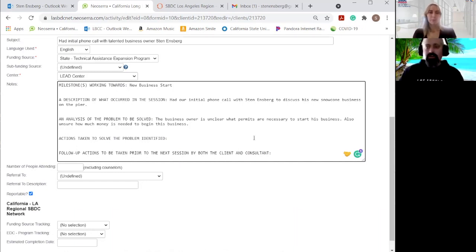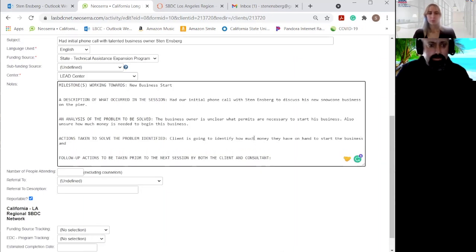Actions to be taken to solve the problem. Client is going to identify how much money they have on hand to start the business and begin to determine relevant costs. And so we've kind of decided, was there a problem? What are we going to do about the problem? And then follow-up actions taken by both the client and the consultant.